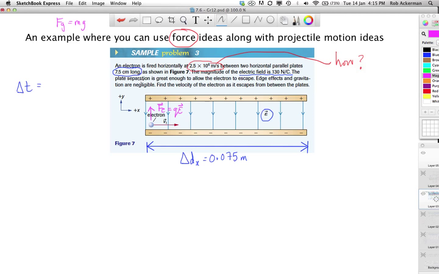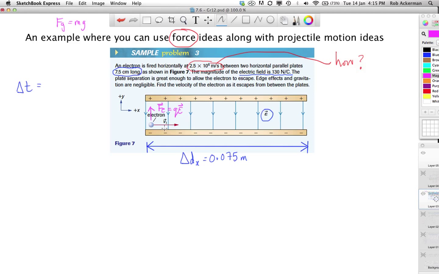It says that the plate separation, so that's this vertical distance here, is great enough to allow the electron to escape. What do they mean by this? Well, let's think for a moment. The electron is going this way, and it's going to experience a force upward. Have you ever seen a situation where an object moving horizontally entered a force field that was perpendicular to its motion? I'll give you a moment to think. You've got to think way back to the beginning of the course for this one. See if you can figure out what it is we're talking about.